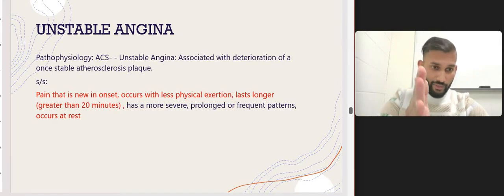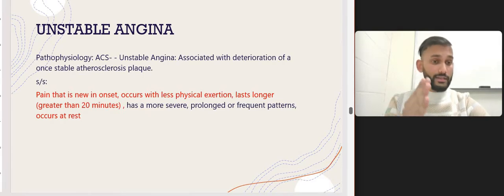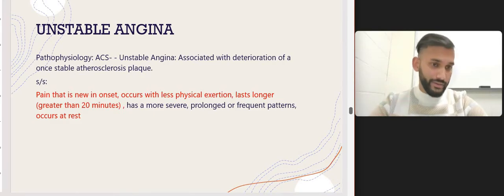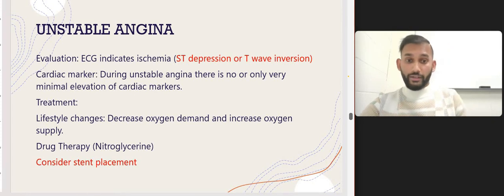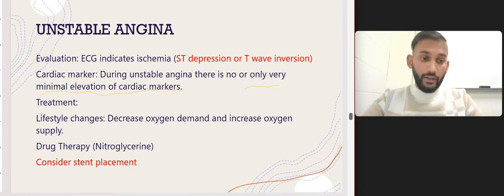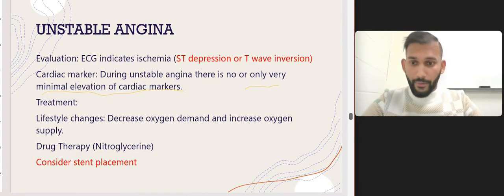So with stable, you have the pain for 3 to 5 minutes, which goes away with rest. With the unstable, you're not stable. So even with the rest, the pain is still there and will last for more than 20 minutes. That's what we have for unstable angina. Okay. With unstable, you'll see the ST depression, and there is no cardiac marker, so pay attention to that. Minimum to no elevation of the cardiac marker is one of the other things we can use to differentiate between unstable versus non-STEMI.